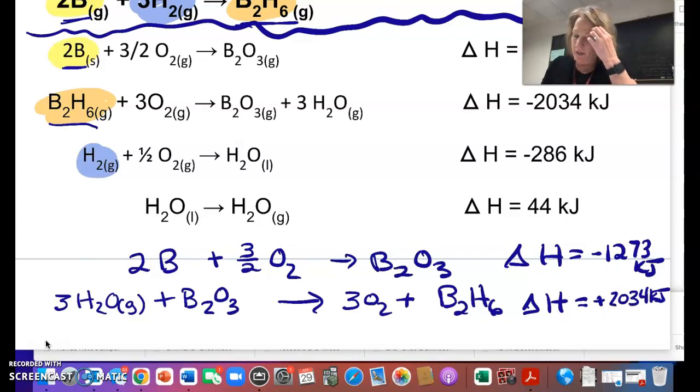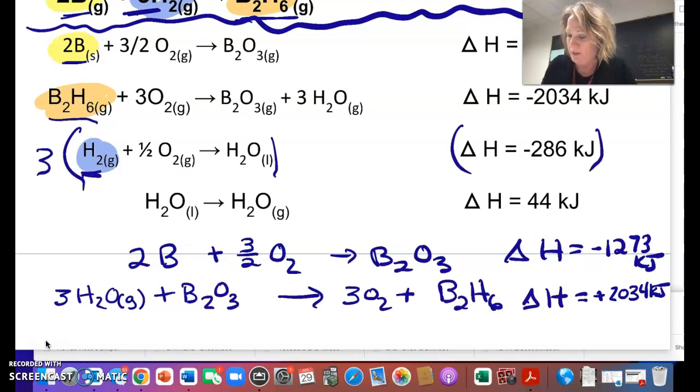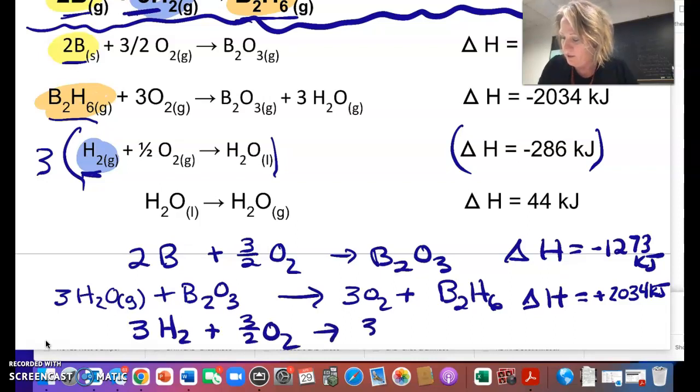And then the hydrogen reaction, you can see that we have 3 moles in the target and only 1 here. So this reaction and this delta H need to be multiplied by 3. So that would give me 3 hydrogens, 3 halves oxygen, and 3 waters, and those have to be liquid. So I also need to multiply my delta H by 3, so I get negative 855.